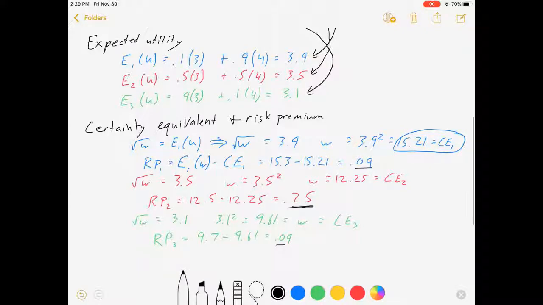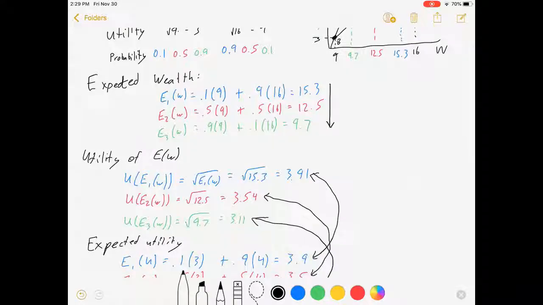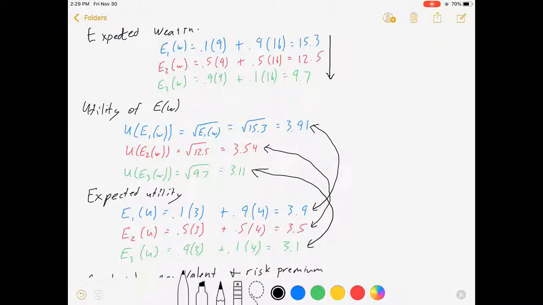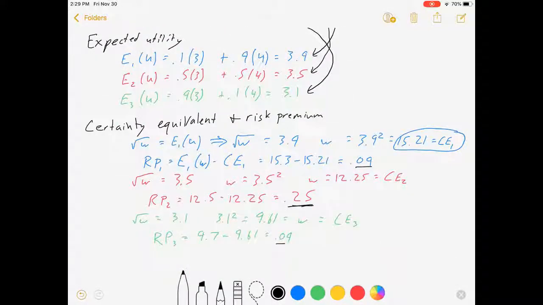Alright, I know this video was long, but hopefully it was useful. You figure out how to do expectations, to calculate utility of expected values, and compare that to expected utility. And we got our certainty equivalent and our risk premiums. For the record, if this person was ever going to buy insurance, he'd be willing to pay less than or equal to his risk premium to be fully covered.